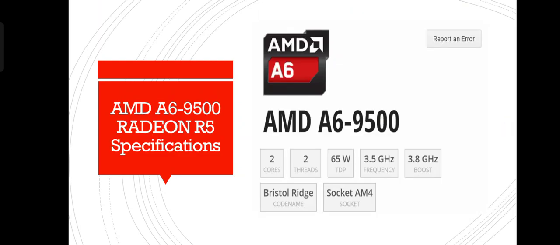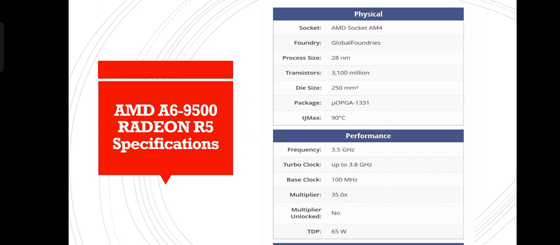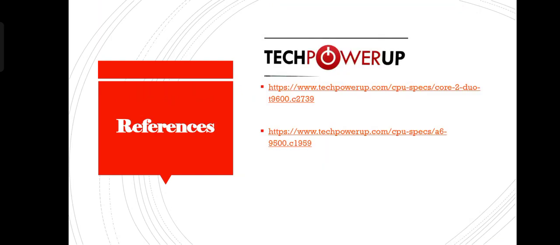Next is the AMD A6-9500. This comes also with two cores, two threads, and a way higher 65 watts TDP compared to the Intel. It has a 3.5 gigahertz frequency. It has a 3.8 gigahertz boost that the Intel lacks. The code name for this is Bristol Ridge, and the socket is socket AM4. These are its technical specifications. This is my reference for the specifications, TechPowerUp.